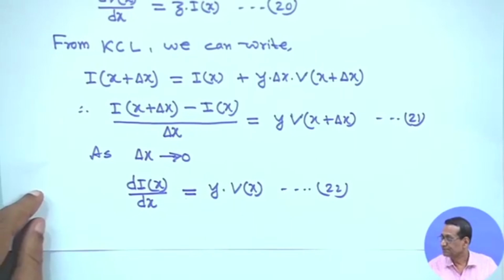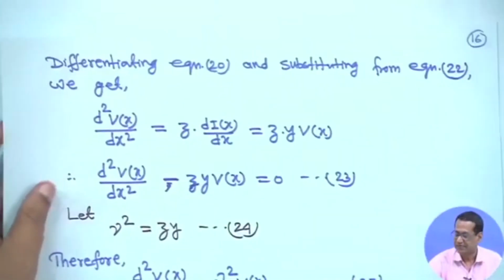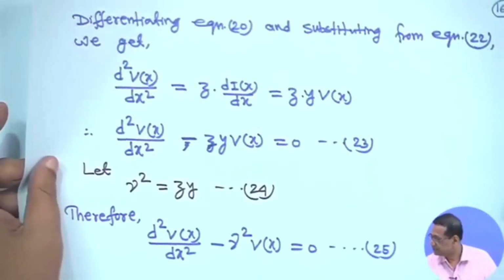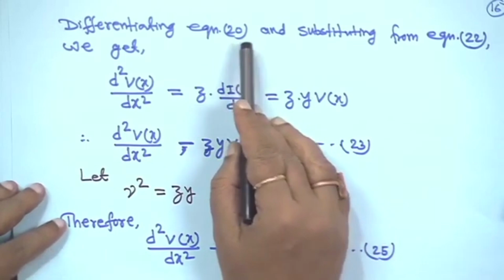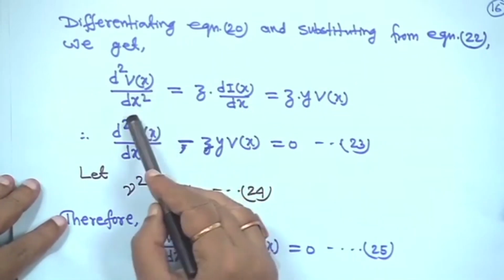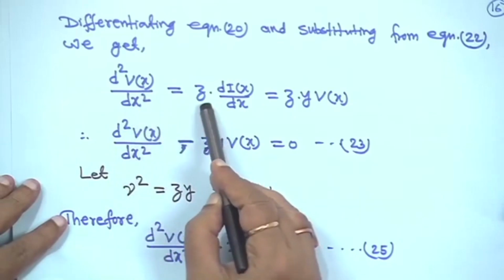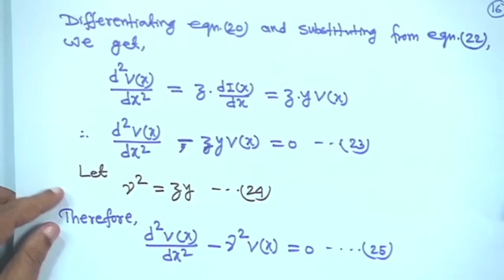Now, next you differentiate equation 20. If you differentiate equation 20 and substitute from equation 22, you will get d square V x upon dx square is equal to small z into dIx upon dx, and this dIx upon dx.